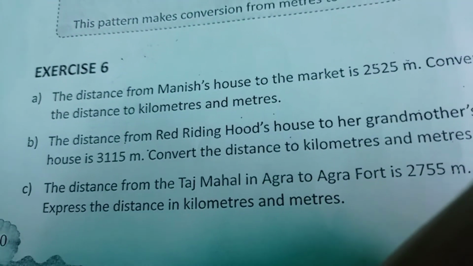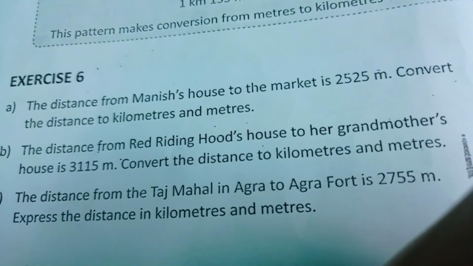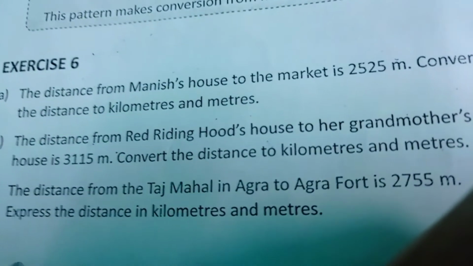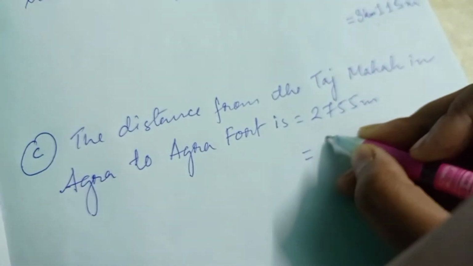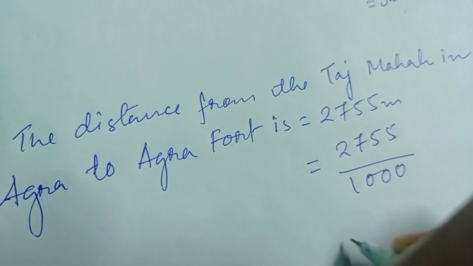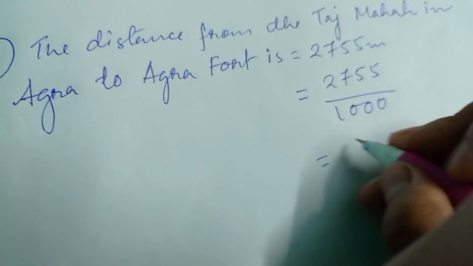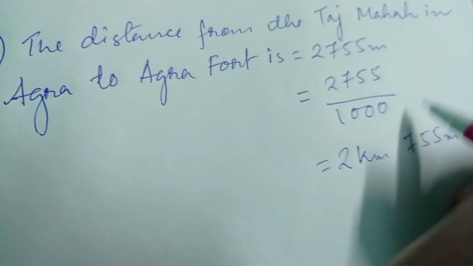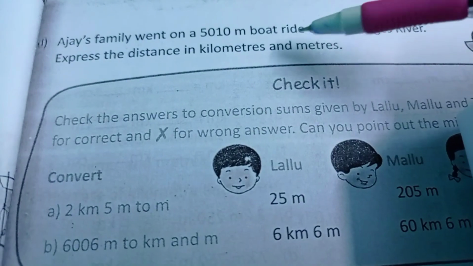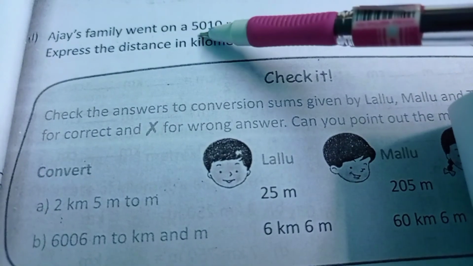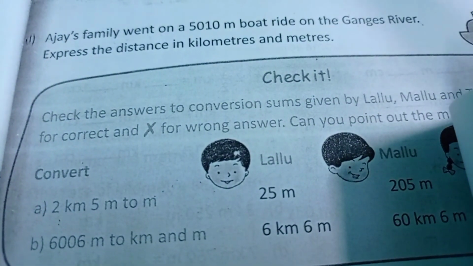So next question is that the distance from the Taj Mahal in Agra to Agra Fort is 2755 meter, and you need to express that in kilometers and meters. Same thing, you do what? You divide by 1000. So when you divide by 1000, you will get what? 2 kilometer 755 meters. So that is very simple. Similarly, last question they have given that Ajay's family went on a 5010 meter boat ride on the Ganges river. So what is the distance? You will get 5 kilometer and 10 meter as the answer.